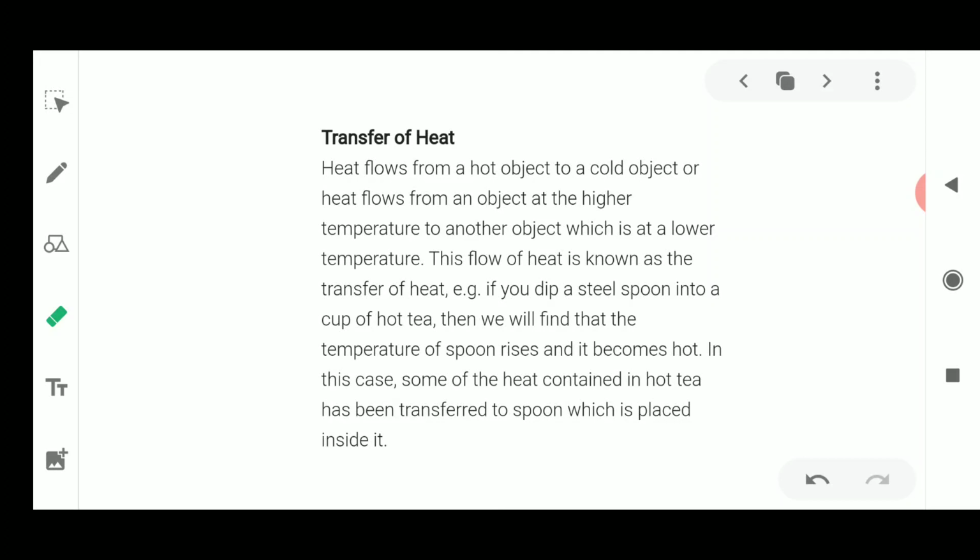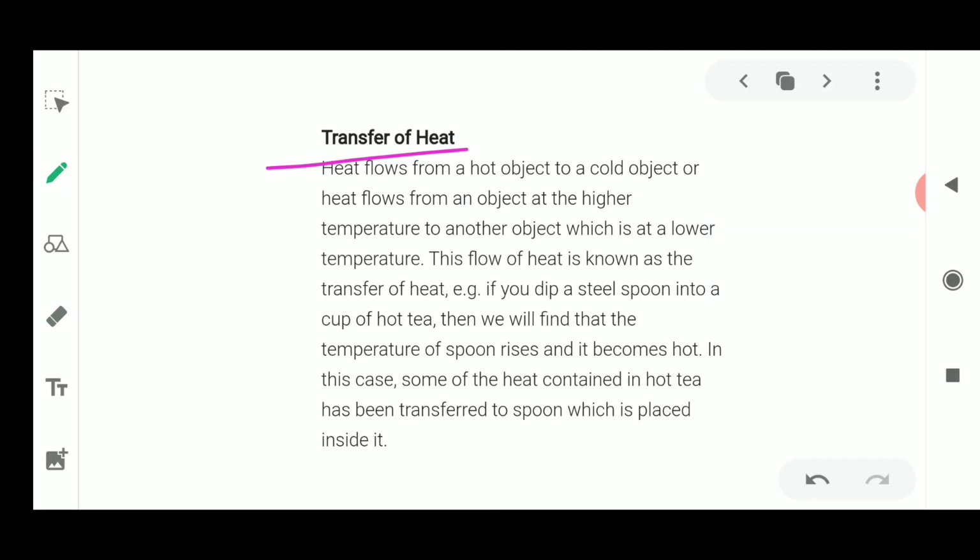And today I am going to discuss the topic transfer of heat. So what is the meaning of the word transfer? First of all, let us understand that transfer means something is going from one place to another place. In this case, what is being transferred is the heat.